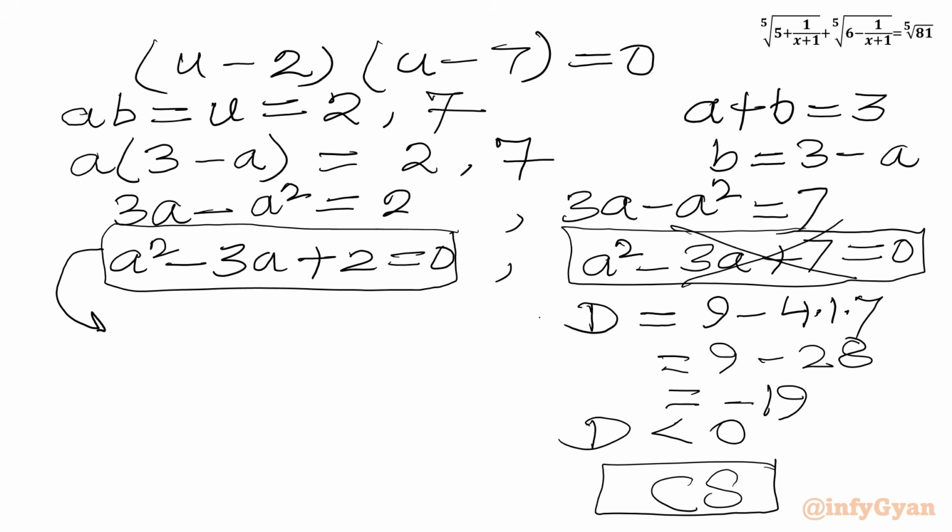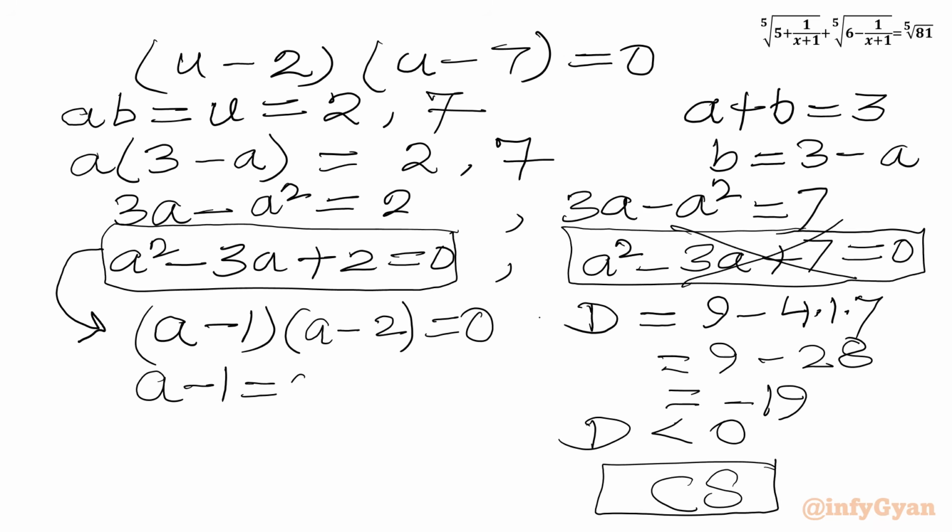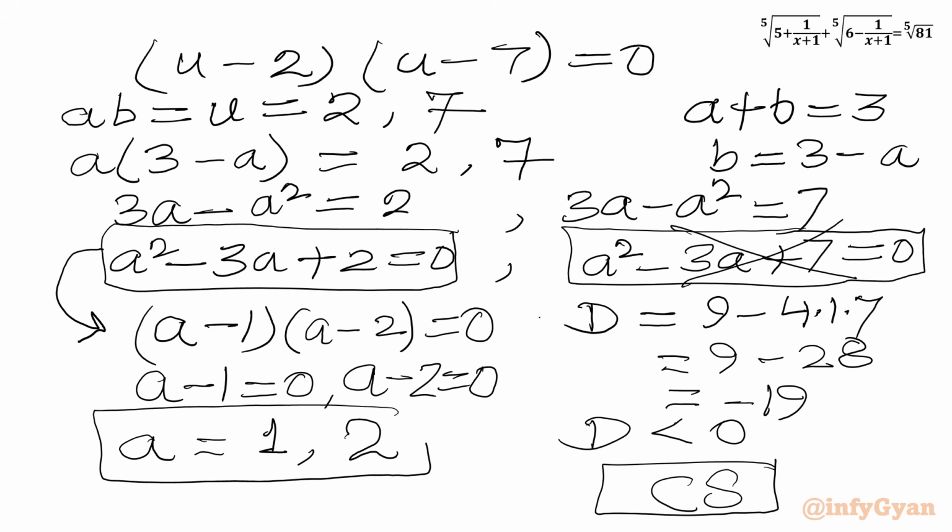For the first quadratic equation, if we factor and write, then it is (a − 1)(a − 2) = 0. Using the product zero rule, we will write either a − 1 = 0 or a − 2 = 0. We will get a = 1, a = 2. Now a was our substitution. I will write here a = 1 and a = 2.